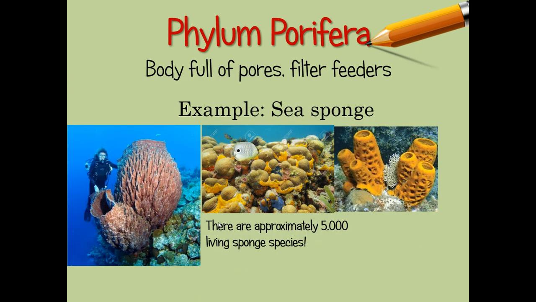The porifera, these are the sea sponges. So not a lot of examples because they're all just different species of sea sponges. There's over 5,000 different species of sponges.